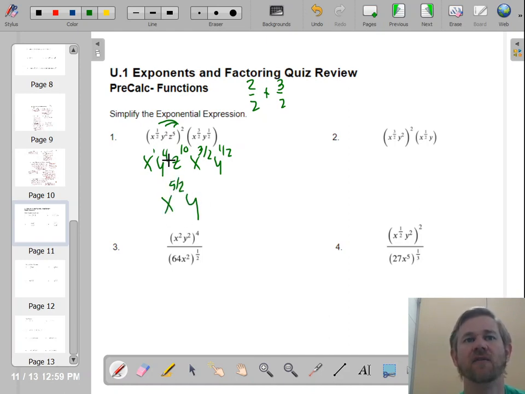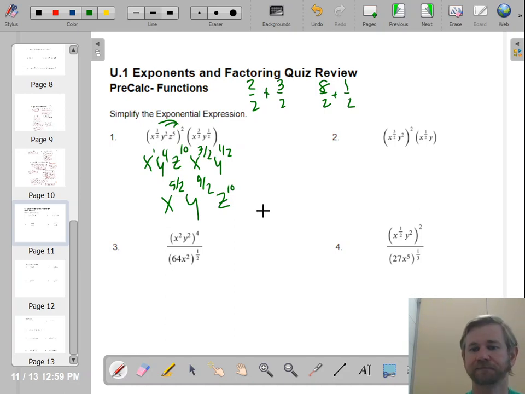Y to the 4 and a half, which you can probably just convert, or you can do 4 whole, which is 8/2, plus 1/2, so you get y to the 9/2. And then you have just z to the 10th. So x to the 5/2, y to the 9/2, z to the 10th. That's our first one. So let's try another one.